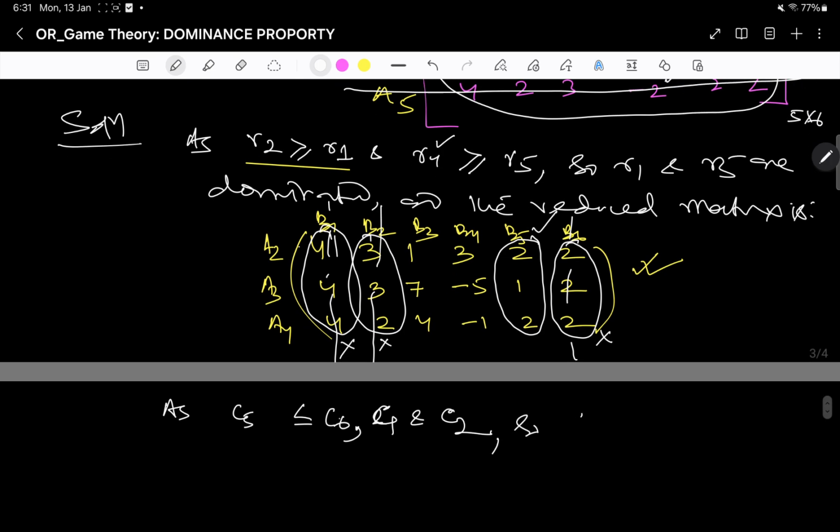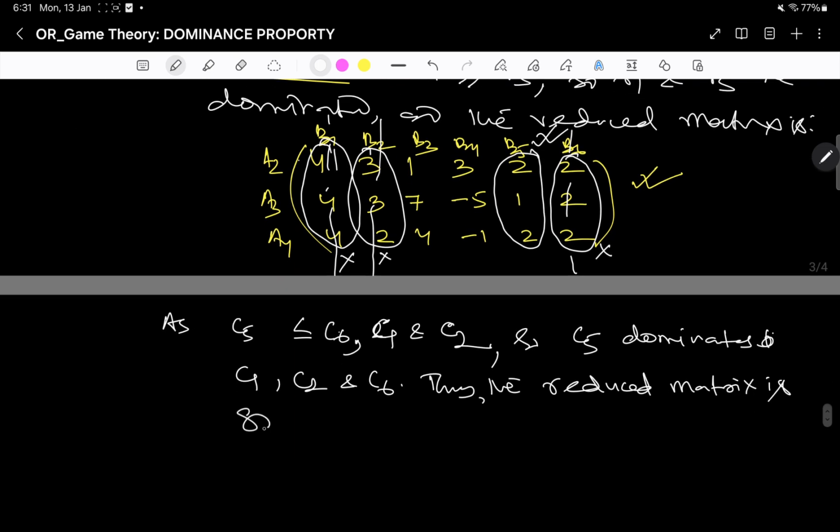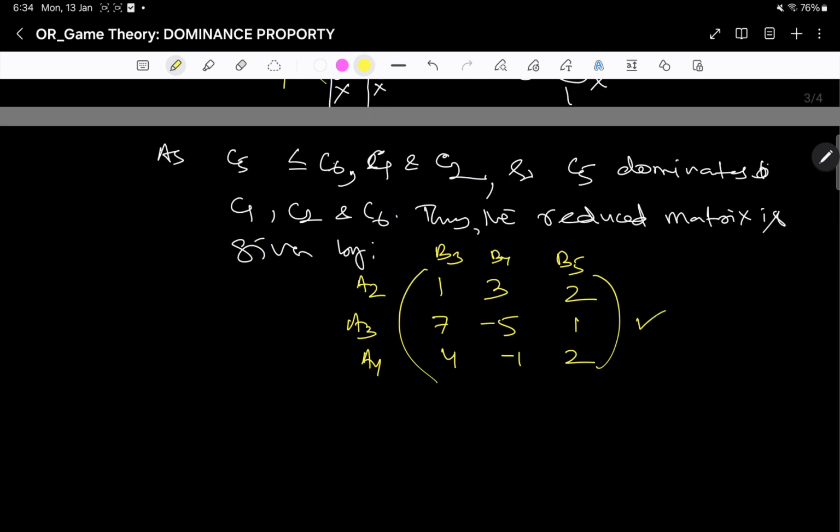So this C5 dominates here C1, C2 and C6. Thus the reduced matrix is given by, so now this is the reduced matrix.